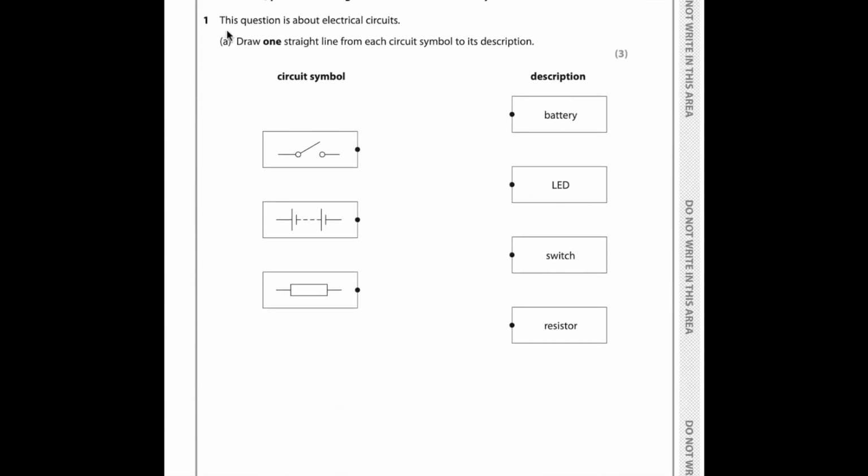Question 1. This question is about electrical circuits. Draw one straight line from each circuit symbol to its description. So this is the switch, this is a battery, and this is a resistor. An LED is basically a diode, D, I, O, and then it gives light off.